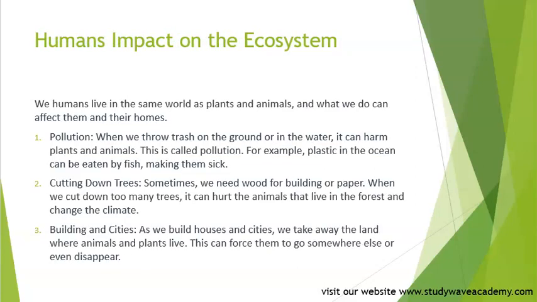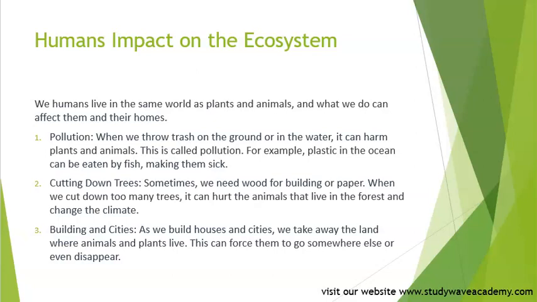Then humans' impacts on the ecosystem. We humans live in the same world as plants and animals, and what we do can affect them and their homes. Like pollution. When we throw trash on the ground or in the water, it can harm plants and animals. It's called pollution. For example, plastic in the ocean can be eaten by fish, making them sick.